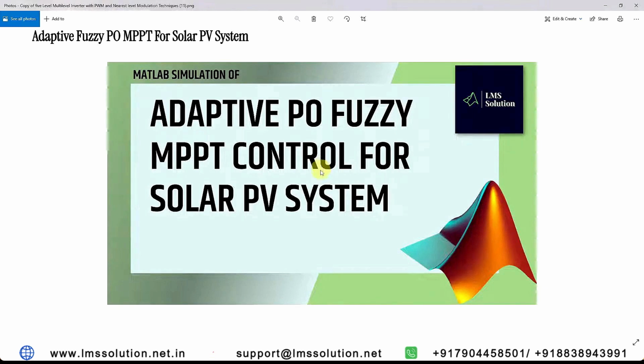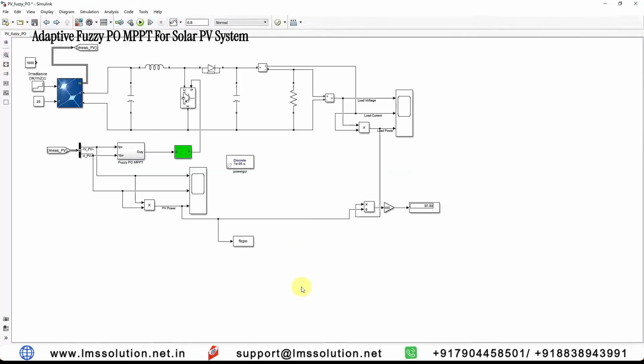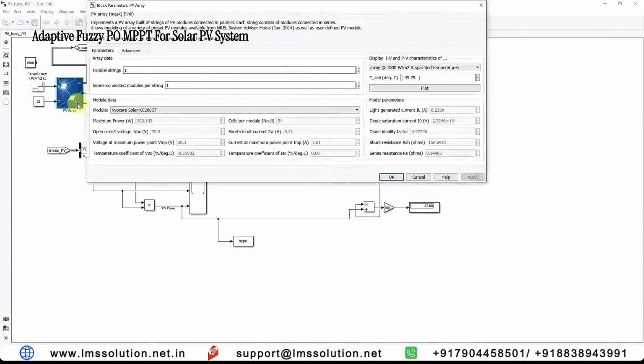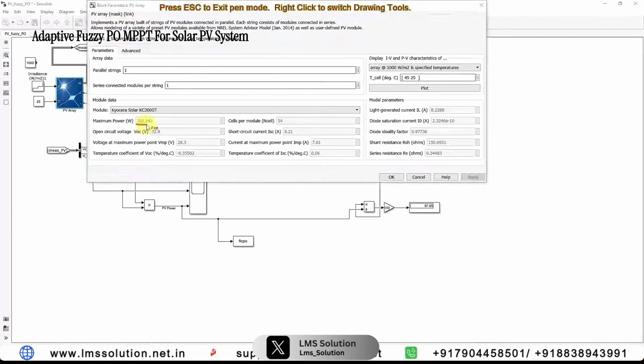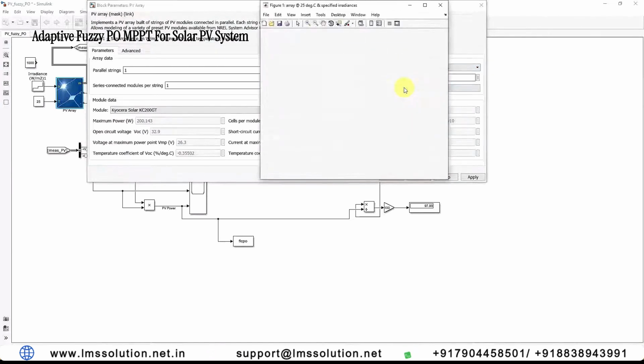Now we are going to see the MATLAB simulation developed for the adaptive PO for CMPPT for the solar PV system. Here you can see that we are using a solar PV panel. The solar PV panel rating is 200 watts, voltage at maximum power point is 26.3, and current at maximum power point is 1.61. And here you can see the PV and IV characteristics of the considered solar PV panel.